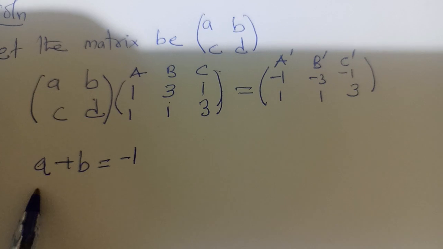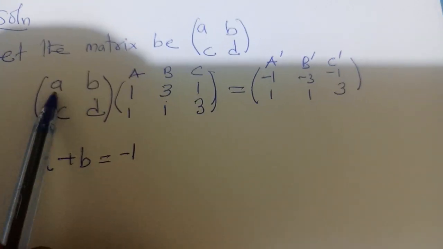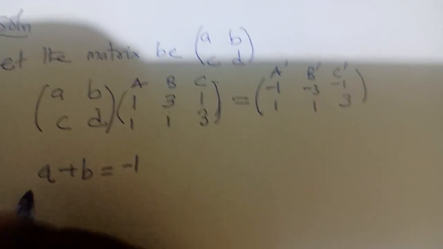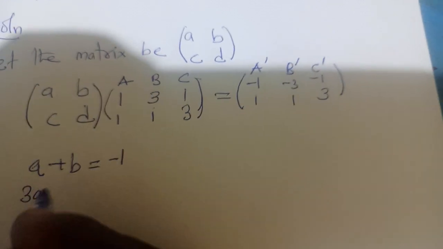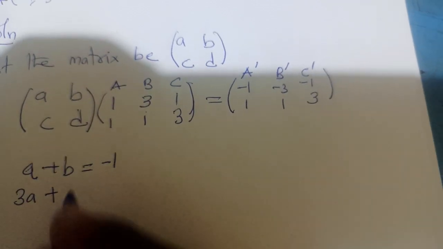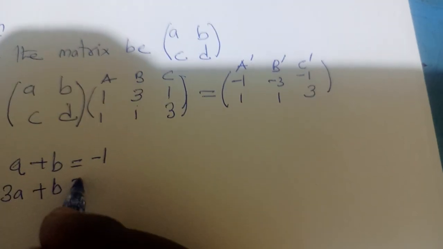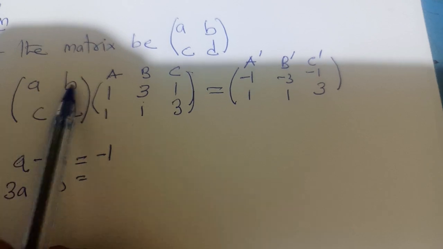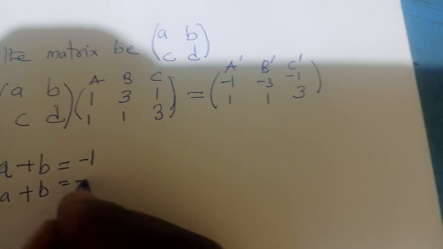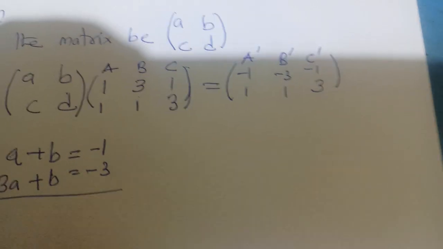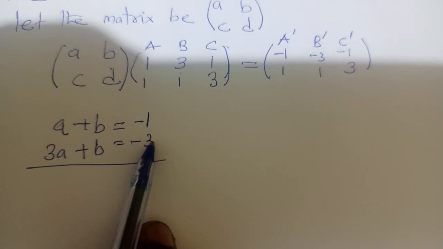Then let's have another equation. We only need 2 in A and B. So we can take again A multiplied by 3, we get 3A, and then B multiplied by 1 to give us plus B. And this corresponds to -3. So we can solve this simultaneously to get the values of A and B to begin with.